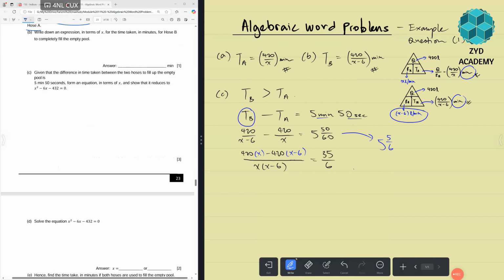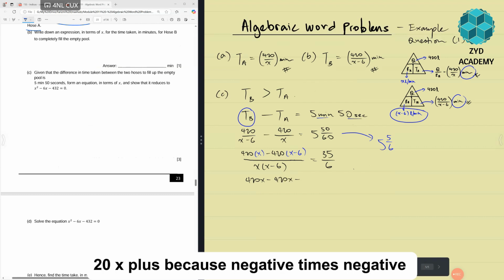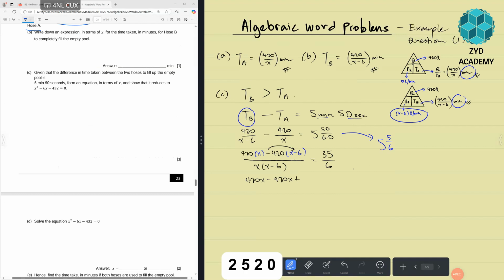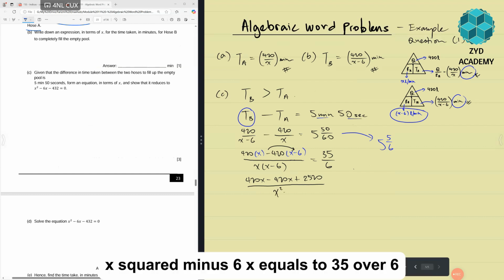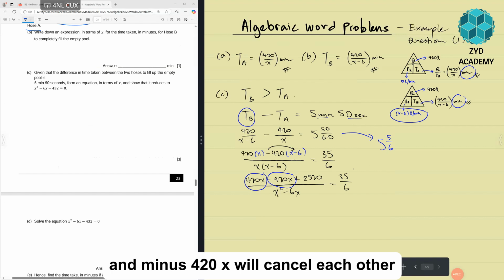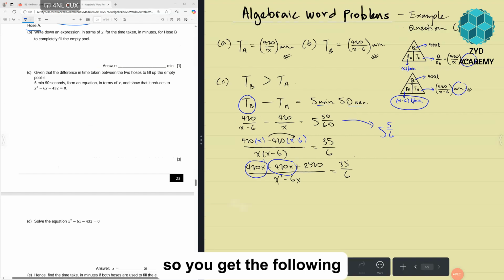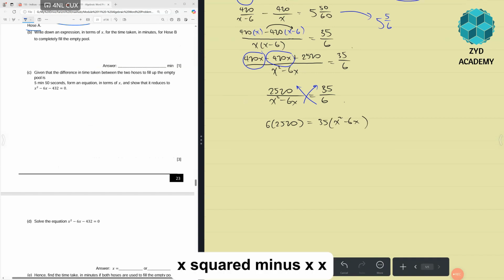Let's continue. If you expand, multiply it in, you get 420x minus 420x plus, because negative times negative, it will give you 2520 over, we're going to expand the one below as well, x squared minus 6x, equals 35 over 6. Realize that 420x and minus 420x will cancel each other. So you get the following, equals 35 bracket x squared minus 6x.